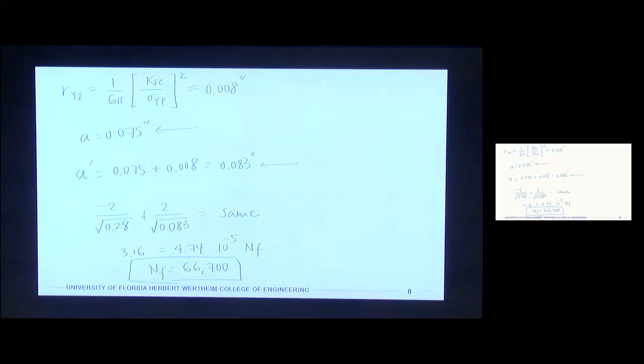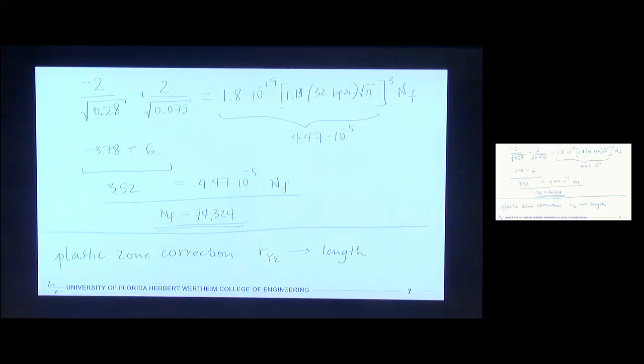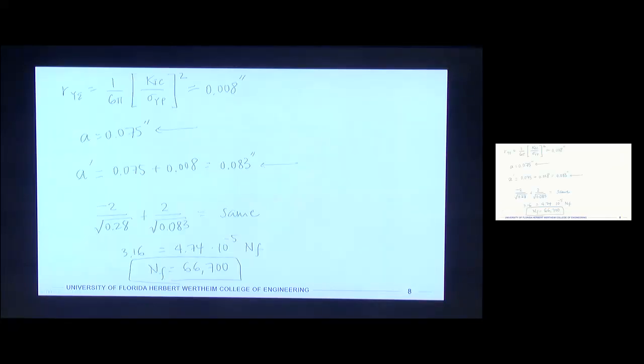So before we got 74,000. So that little bit really cut off quite a bit of cycles, like 8,000-ish cycles out of 66,000. So an eighth of the life. Right, so it's not insignificant.